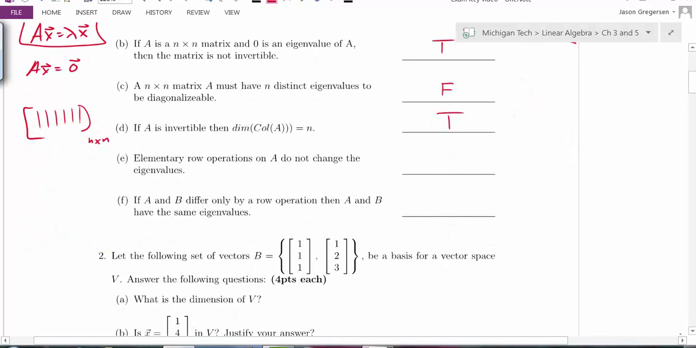E says elementary row operations on A do not change eigenvalues. And that is false. They do potentially change eigenvalues. So we can't do row operations on A to simplify to help us find eigenvalues and eigenvectors. If we wanted to simplify things, we would have to work with the matrix A minus lambda I. And that's no easier to work with than just calculating the eigenvalues and eigenvectors directly. And this follows right on with F. If A and B differ only by row operations, and A and B have the same eigenvalues, that is false, because row operations do potentially change the value of eigenvalues.